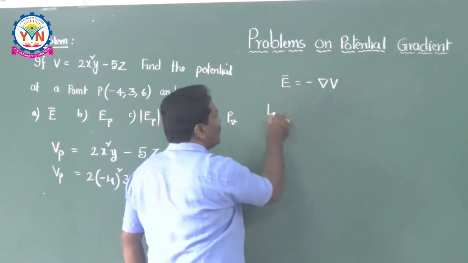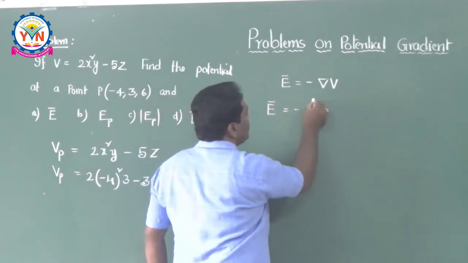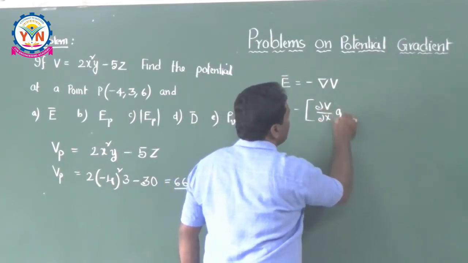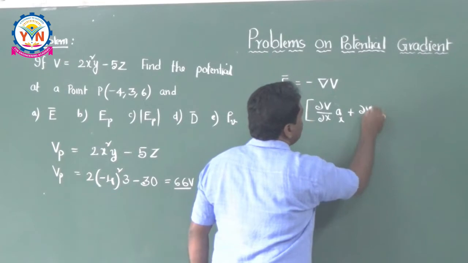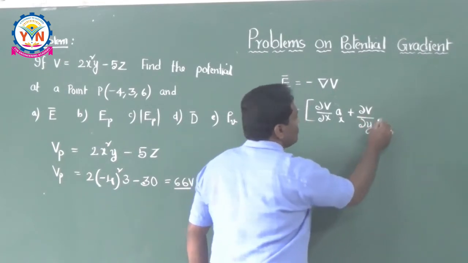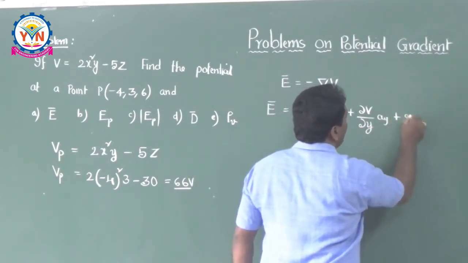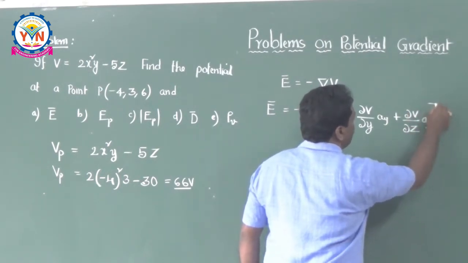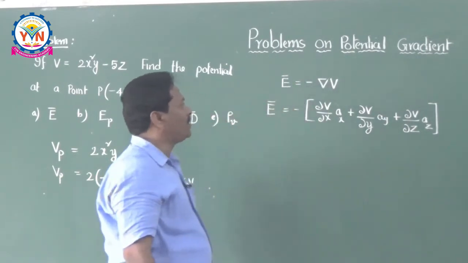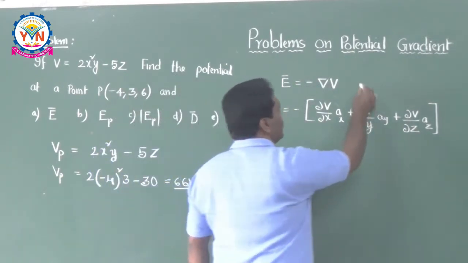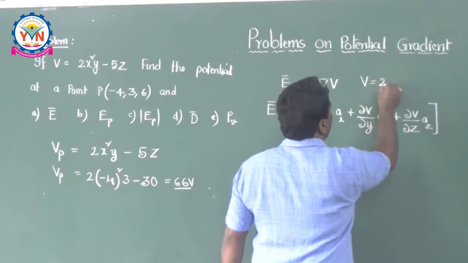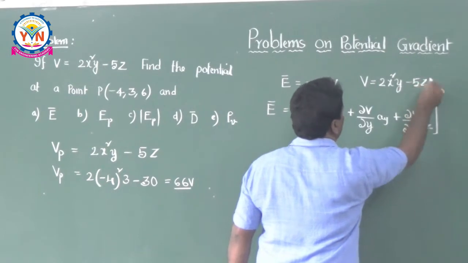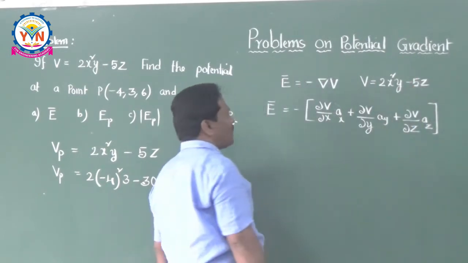Therefore, E bar is equal to minus del V means dou V by dou x into Ax plus dou V by dou y into Ay plus dou V by dou z into Az. This is the expansion of your del V, which is nothing but the gradient. What is the V has given? V is equal to 2x square y minus 5z. This is the potential function he has given, 2x square y minus 5z.